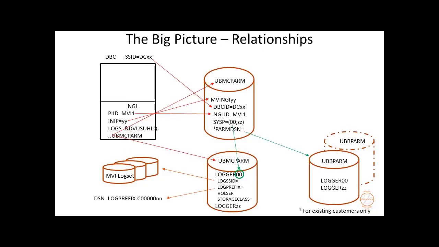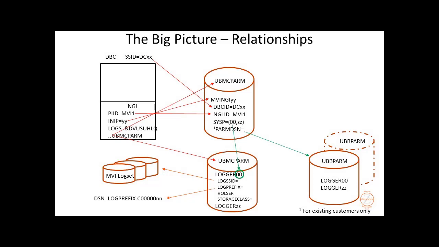The MVI agent is defined with an NGL PIID via XML to the DBC repos file. In addition, a pointer to the MVI NGI-XX parameter member and to the parameter library, normally UBMC PARM, is defined and stored at the same time.